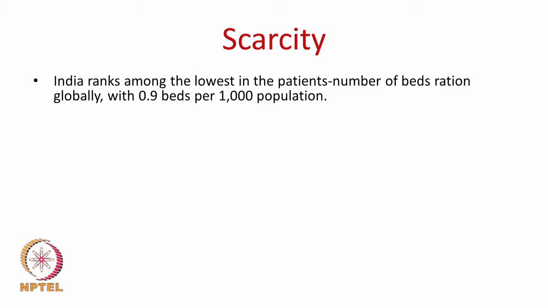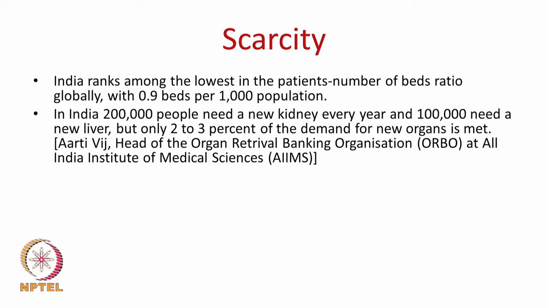Before we get into the real issue, let us see some of the facts, particularly with reference to India. India ranks among the lowest in the patients-to-beds ratio globally, with 0.9 beds per 1000 population, which is very low compared to global standards. In India, 200,000 or 2 lakh people need a new kidney every year, and 100,000 or 1 lakh need a new liver, but only 2 to 3% of the demand for new organs is met. This is another side of the story, where again resources are scarce.